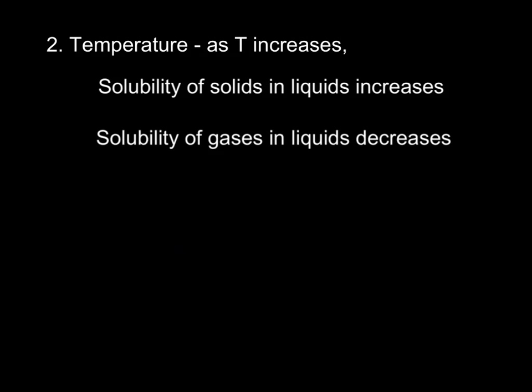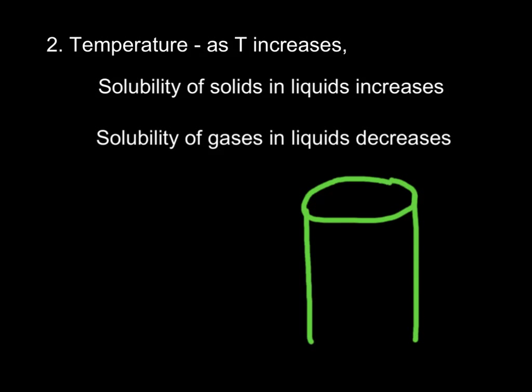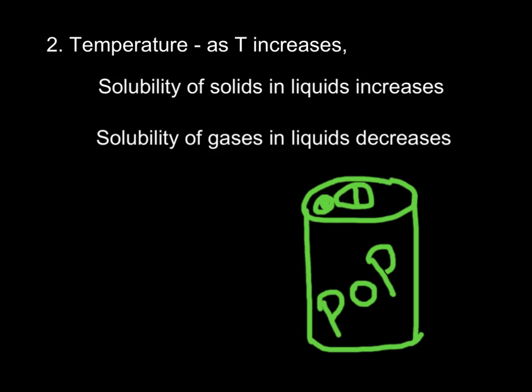This is something that pop companies have to think about when they are going to make their product. If they try to dissolve the carbon dioxide in the pop at a high temperature, maybe it's hot in the factory, the carbon dioxide won't dissolve very well. So, to help fix that, they lower the temperature. So more of the carbon dioxide will dissolve into the pop, and then your pop will be more fizzy.